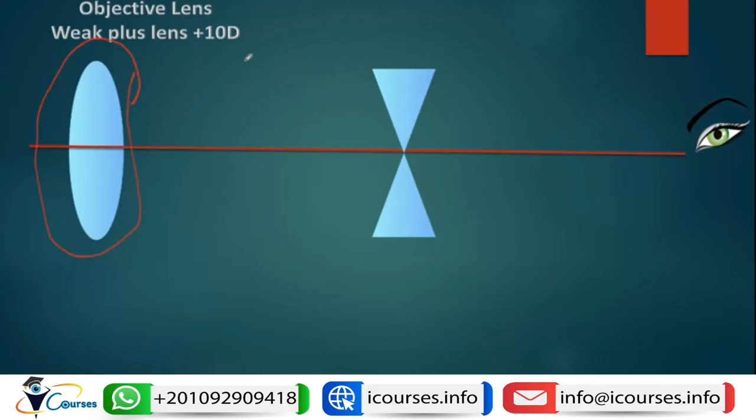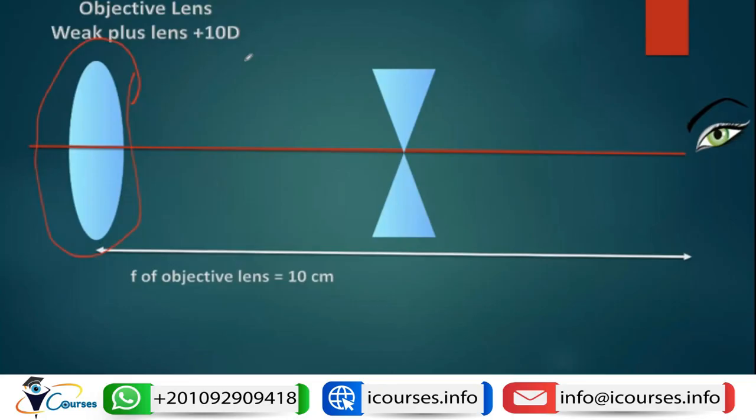Yes, that's right, Dr. Shadi. It will be at 10 centimeters. So the focal length of the objective lens will be 10 centimeters. So what happens next? Then we will have an eyepiece, and this eyepiece will be a concave lens. This concave lens will be a stronger minus lens. Let's say, for example, it will be minus 20 diopters.